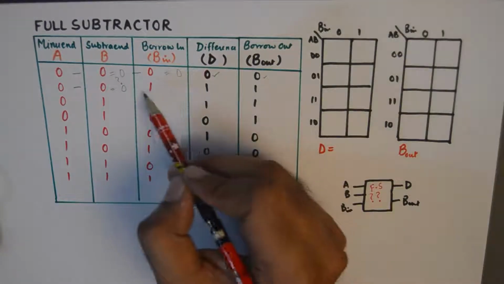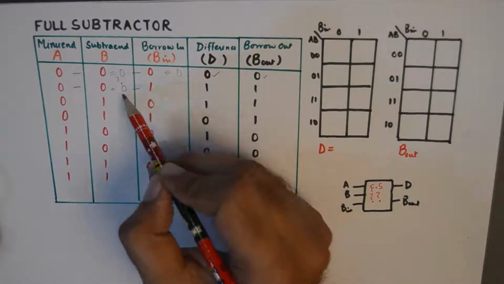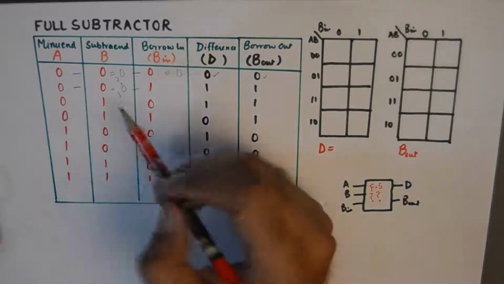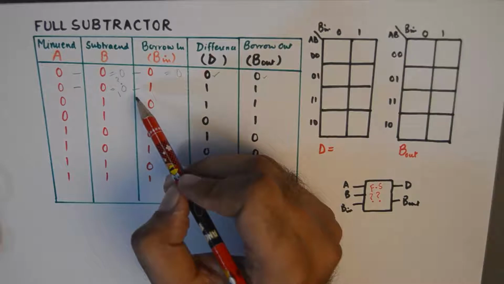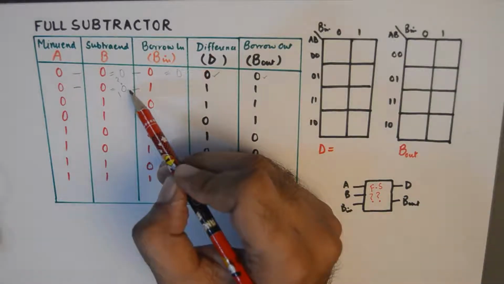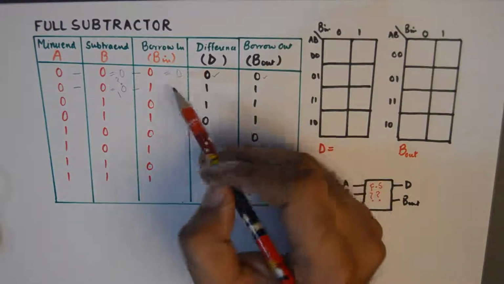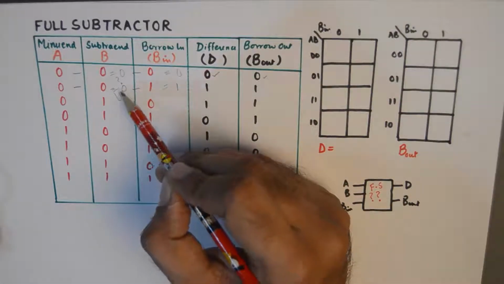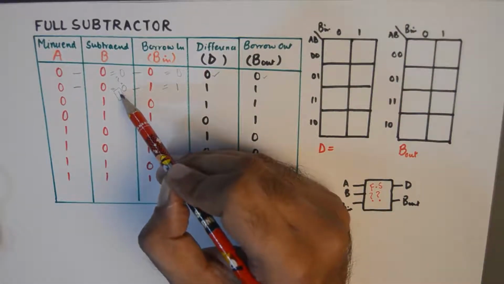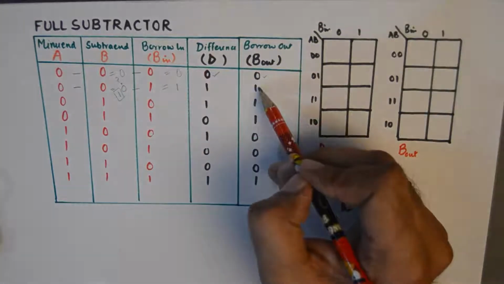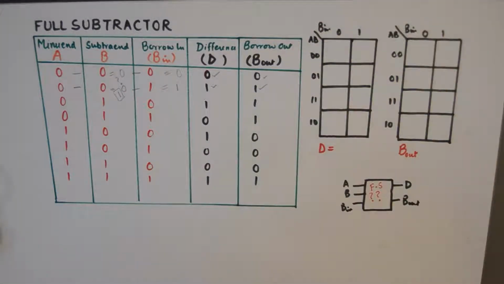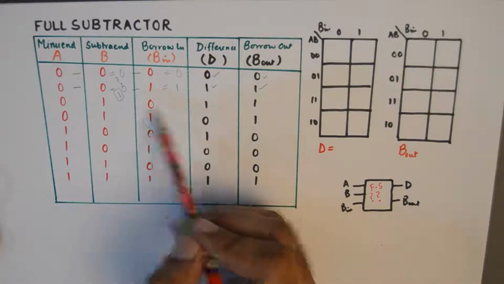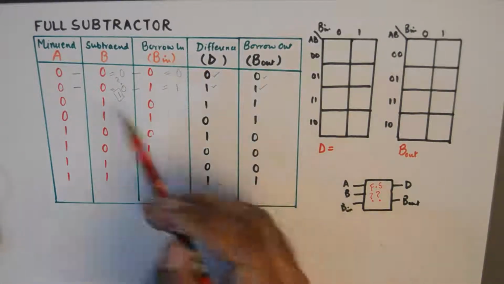Similarly, when we subtract a 0 from a 0, we get a 0 as difference. But now if I subtract 1 from a 0, I'll need to take a borrow, and this will make it 2, and 2 minus 1 is 1. So the difference will also be 1, and we have also taken up a borrow here. So the borrow is also 1. I hope this is clear now. And similarly, you can go on and find the rest of the things.